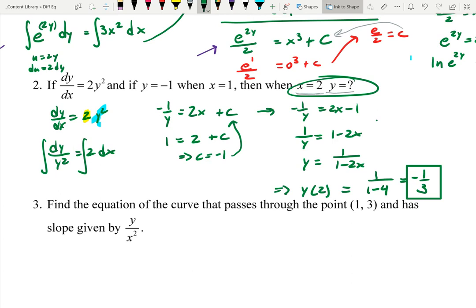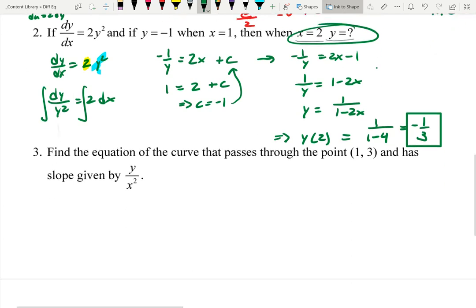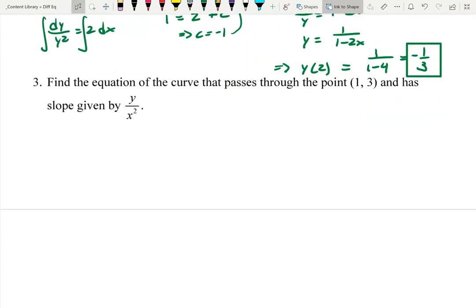All right. Last one here, find the equation of the curve that passes through the given point. So that's my initial condition. I'll be using that to find c. And it has slope given by. So slope given by means they're giving me the derivative, y over x squared.